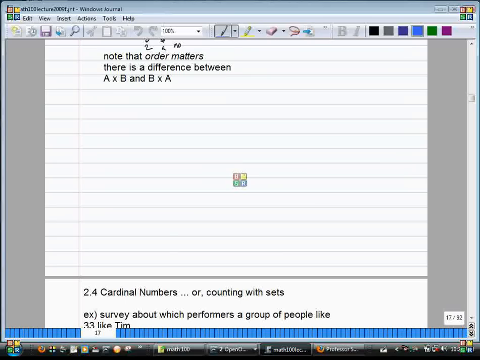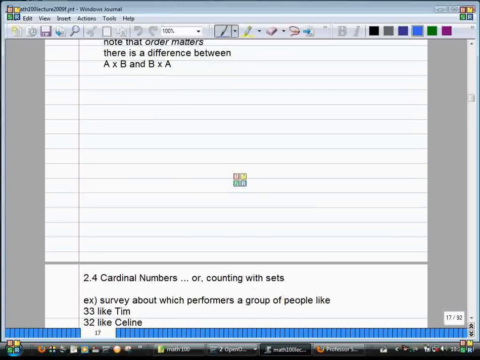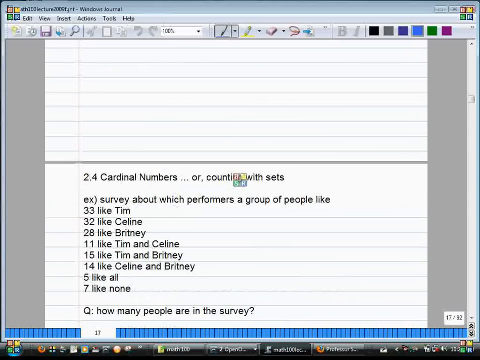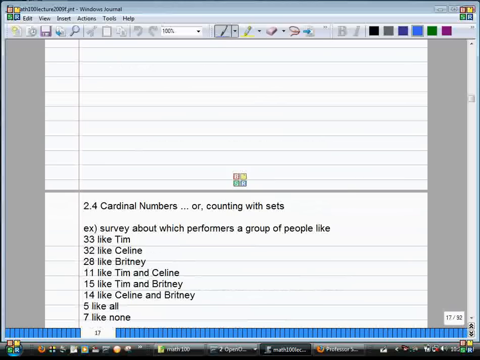Now, these are the results of the survey. 33 like Tim, 32 like Celine, 28 like Brittany, 11 like Tim and Celine, 15 like Tim and Brittany, 14 like Celine and Brittany, 5 like all the performers, and 7 like none of them.